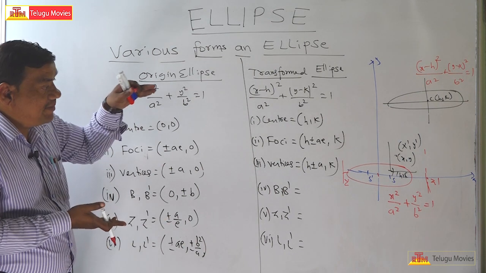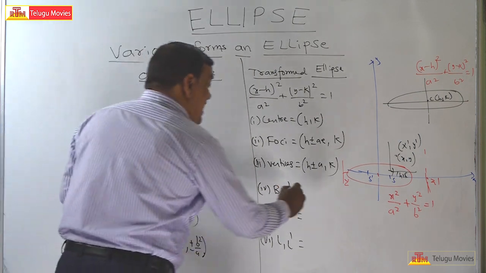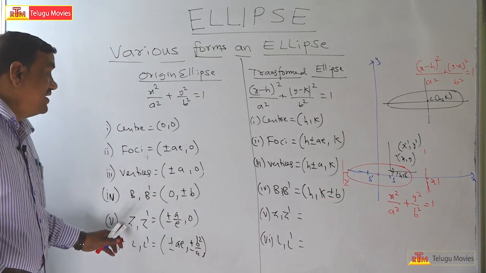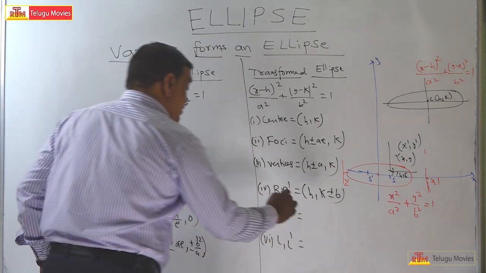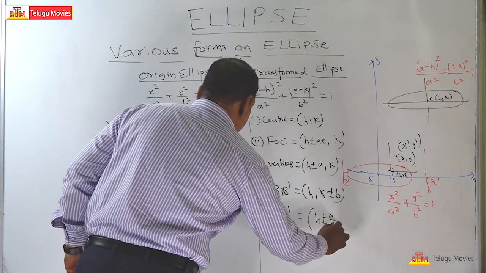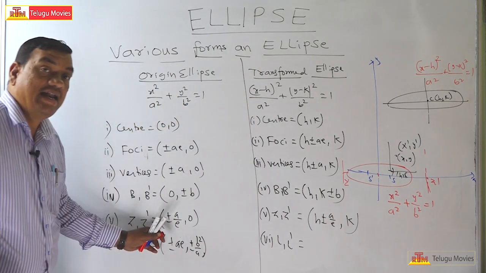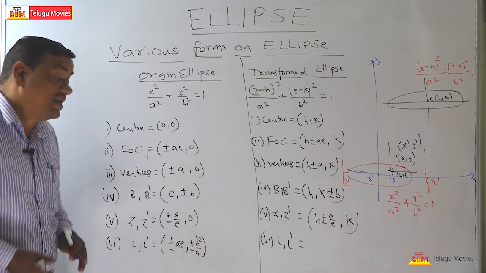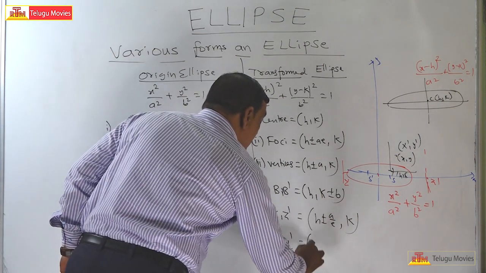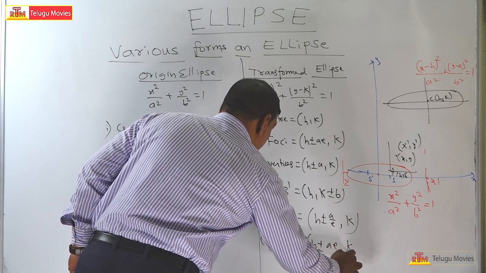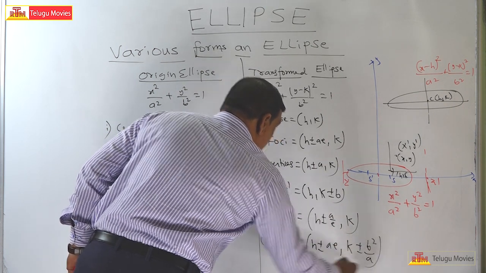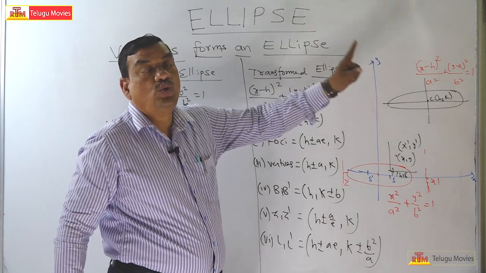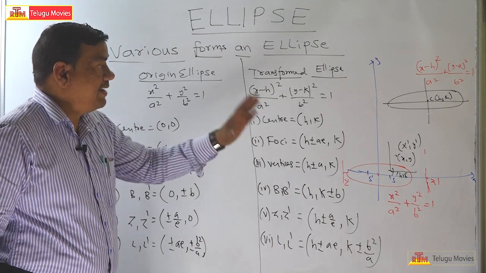B, B dash, that means the minor axis endpoints: (h, k plus or minus b). Z, Z dash, so that is equal to (h plus or minus a by e, k). So you add h and you add k there. Now L, L dash, that means endpoints of the latus rectum: add (h, k), (h plus or minus ae, k plus or minus b square by a). So these are the coordinates of the new ellipse.